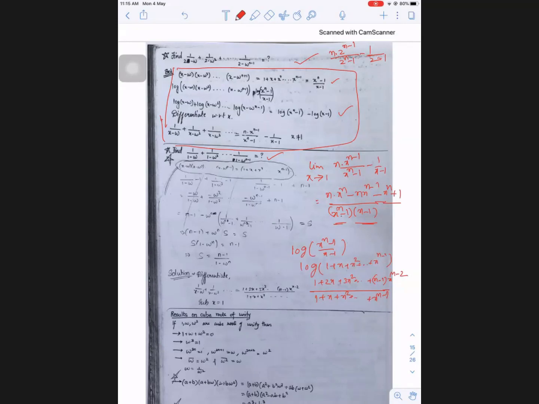So the numerator is (n − 1)·n/2, and the denominator is coming like n. So you'll get (n − 1)/2 as the answer. So if you see 1/(1 − ω) + 1/(1 − ω²) and so on, that result is coming like (n − 1)/2. So you can apply the limit method, or one more idea is instead of writing like this, start with the log directly. When you are applying the derivative, you will get like this.